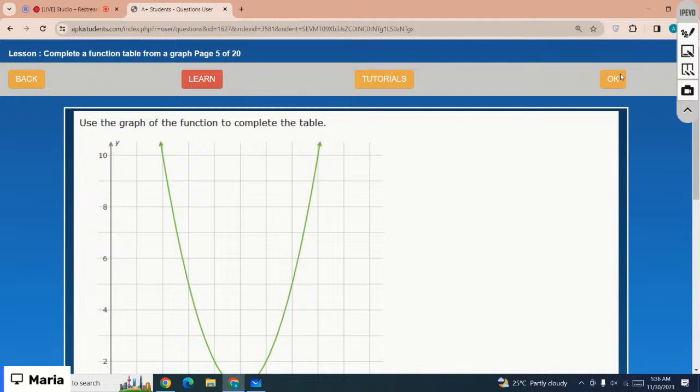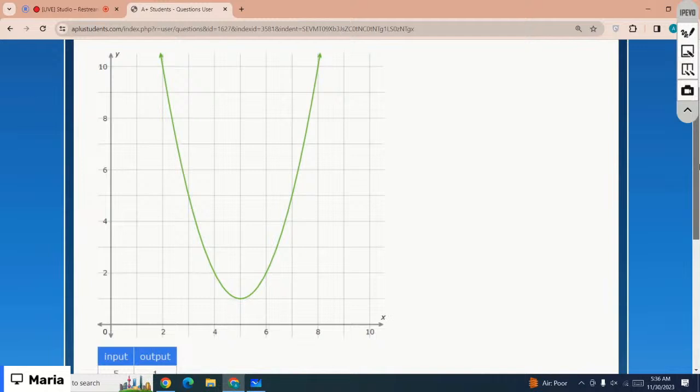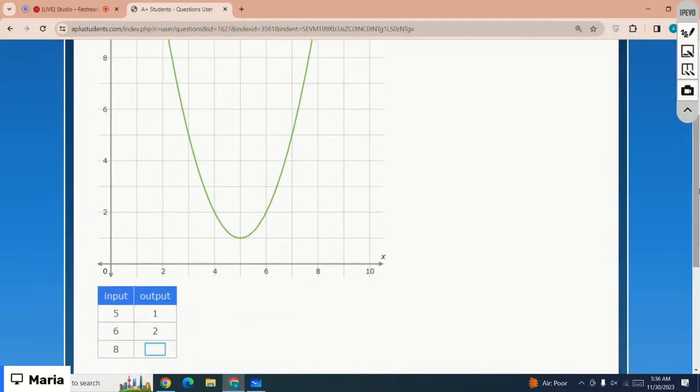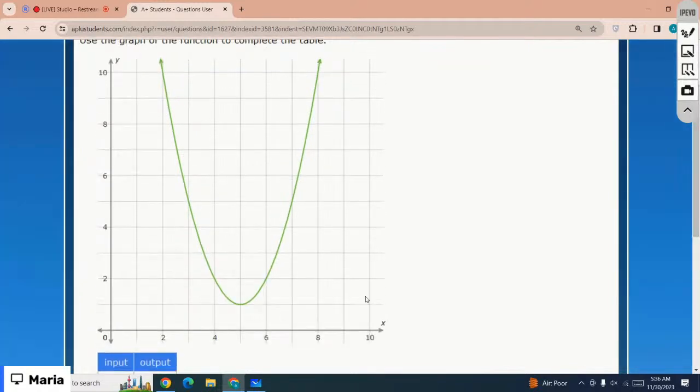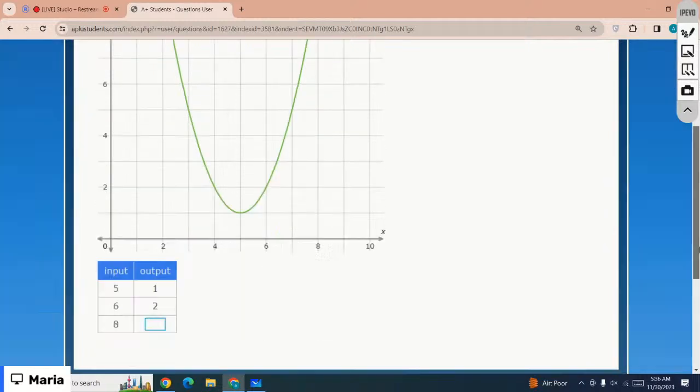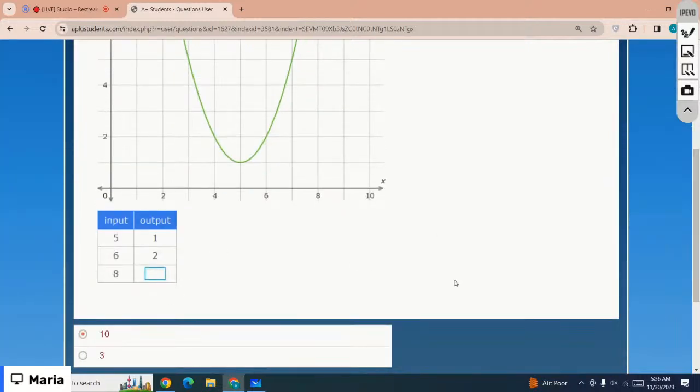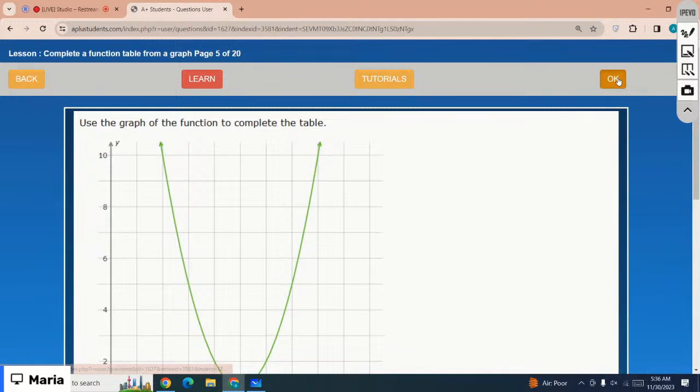Okay, use the graph of the function to complete the table. X equals 8, right? Here is 8. Just match it to the graph. It would be 10. When x equals 8, the y value is 10. The correct option is 10.